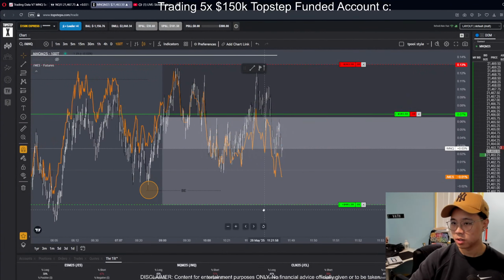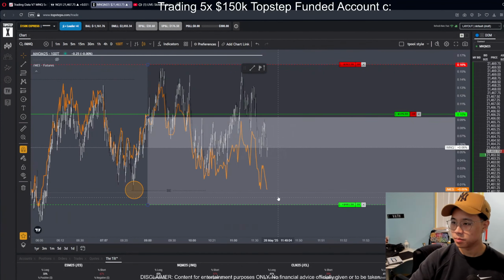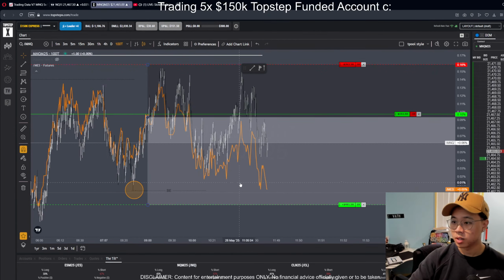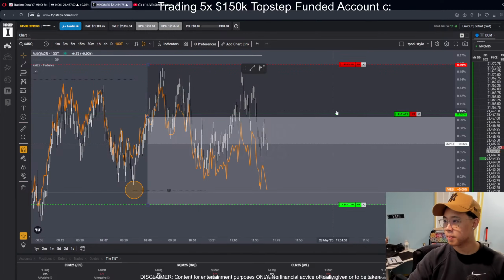Hide the stop loss. So MES just made a new low, whereas Nasdaq is struggling to make the new low. So it's kind of 50-50 at the moment. There's no strong correlation. Consolidate the New York session.